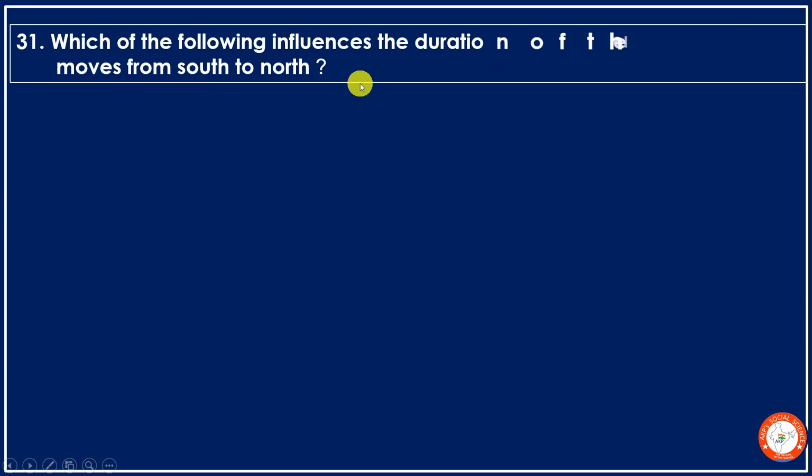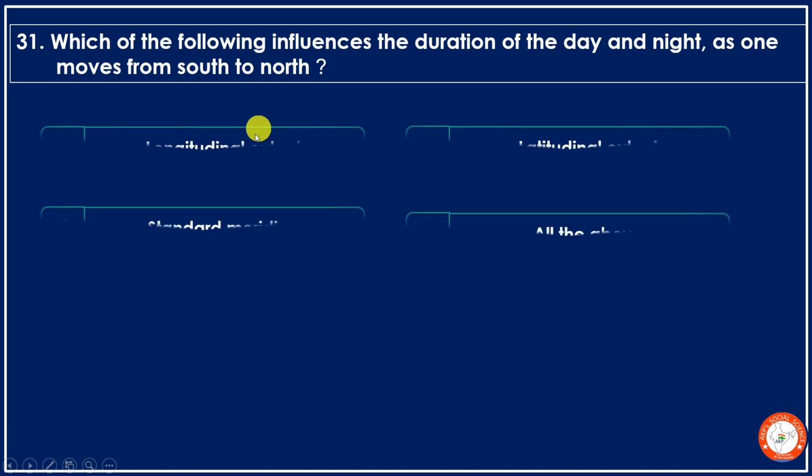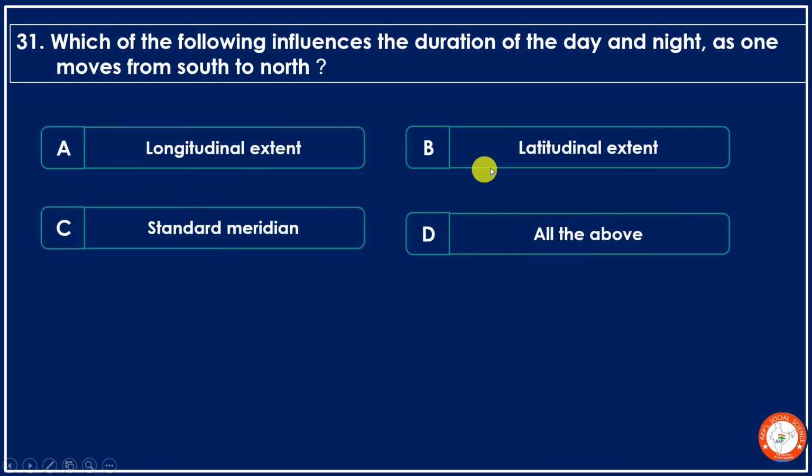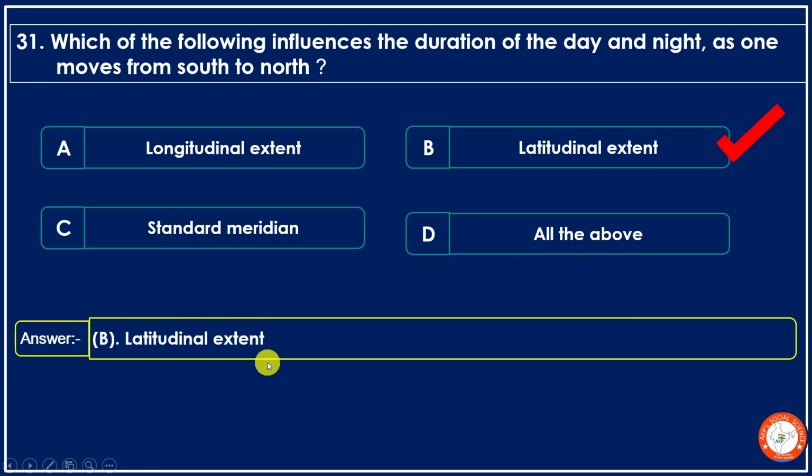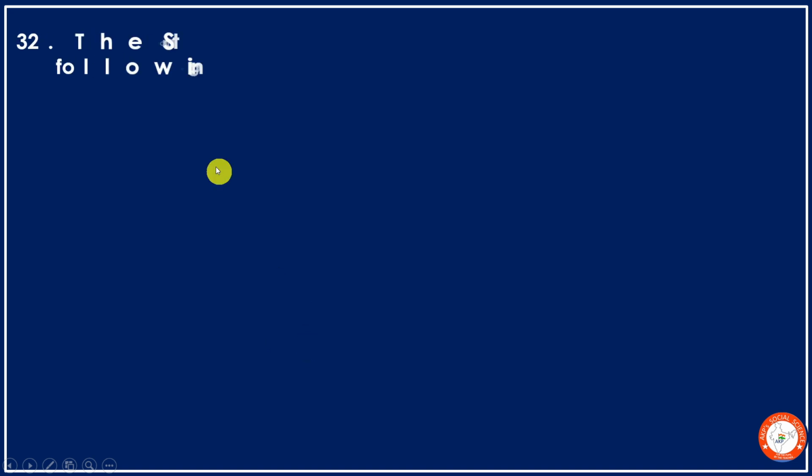Which of the following influence the duration of day and night as one moves from south to north? Longitudinal extent, latitudinal extent, standard meridian, all the above. The correct answer is latitudinal extent.